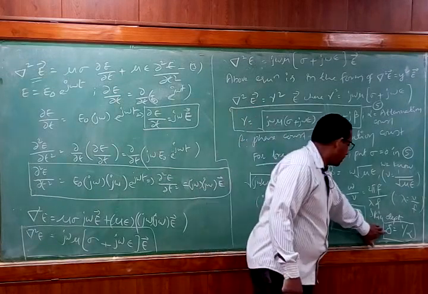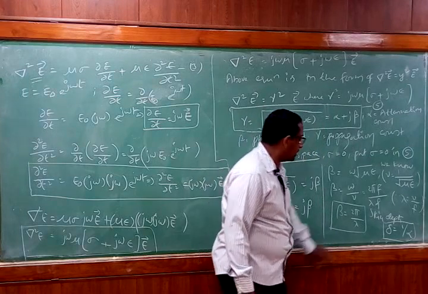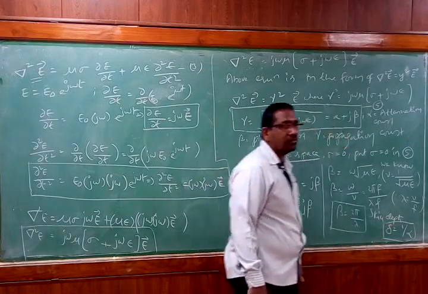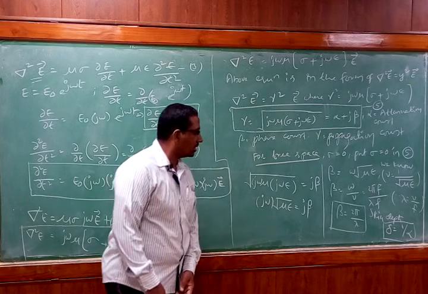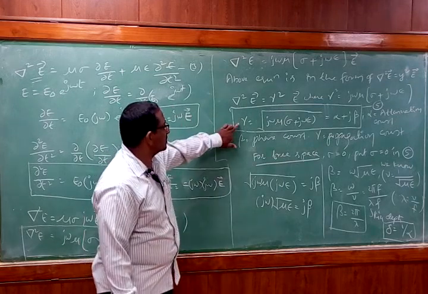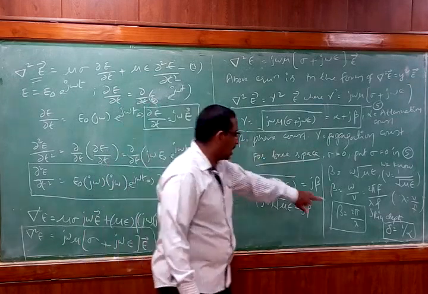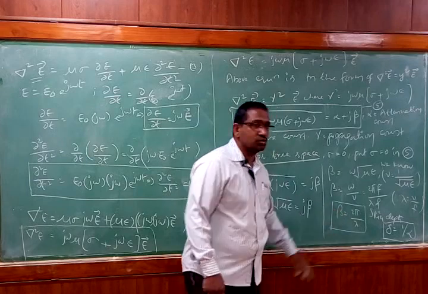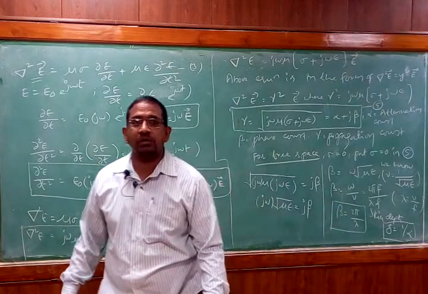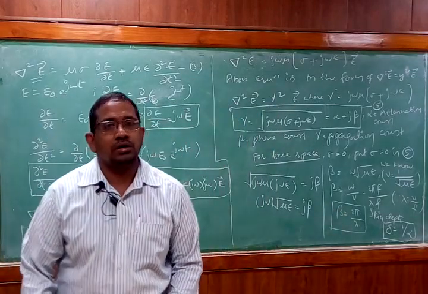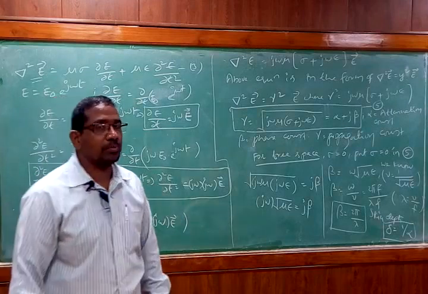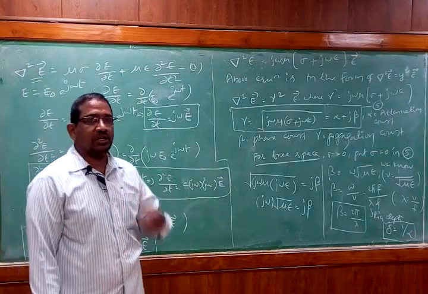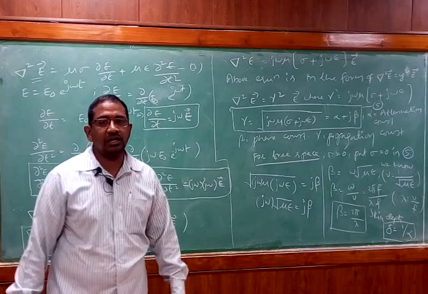And one more term we have, called skin depth, which is equal to 1 by alpha. Using this gamma equation, I can find out alpha and beta values based on these two equations. These two equations are required for us to solve some problems on the propagation of electromagnetic waves in waveguides and in conducting planes.